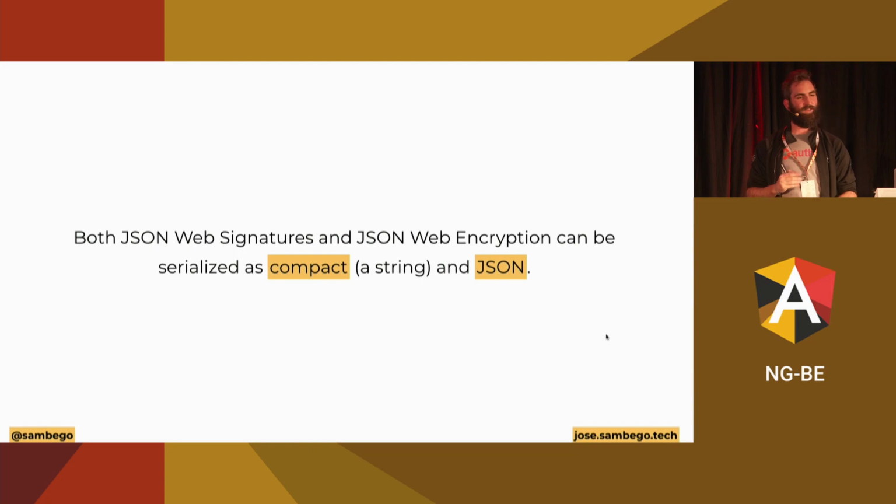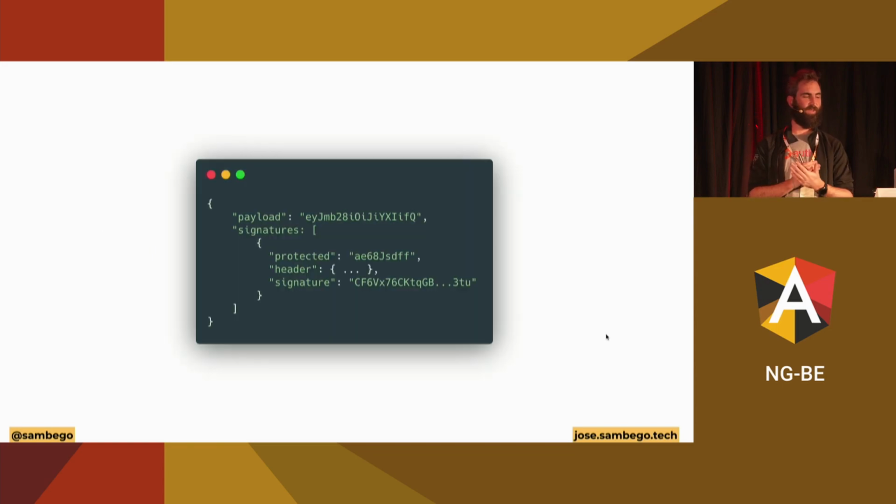Cool. So why is it called JSON Object Signing and Encryption if it's just a string consisting of 3 or 5 parts? Well, both JSON Web Signatures and JSON Web Encryption can be serialized as compact, which means these strings with 3 parts and dots in the middle, or 5 parts and dots in the middle, or they can be serialized as JSON, where this would be a JSON Web Signature.